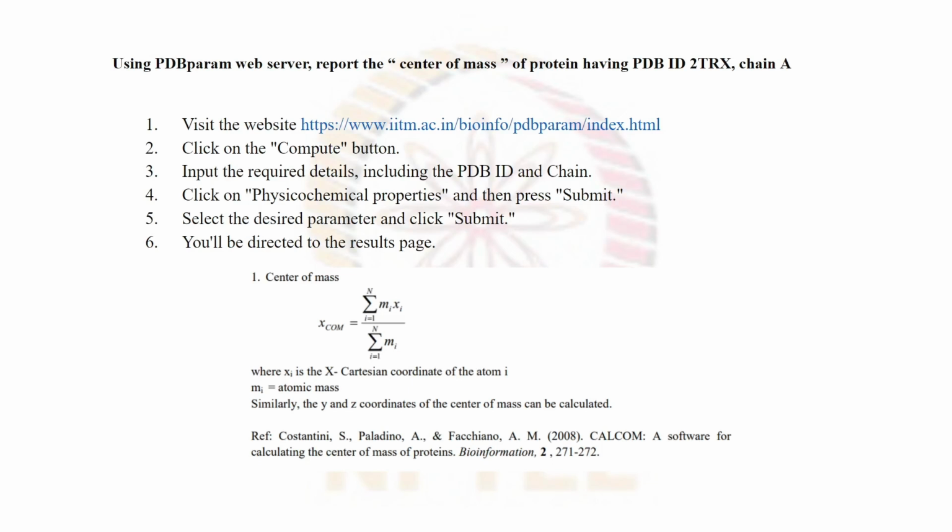Then under input option, select physiochemical properties. There is a radio button given. Then click on submit. Under the physiochemical properties, PDB param has a set of other properties, under which select center of mass, then click submit.